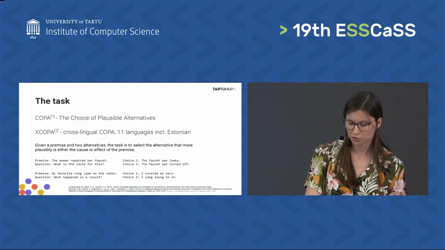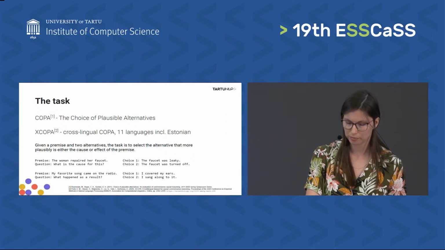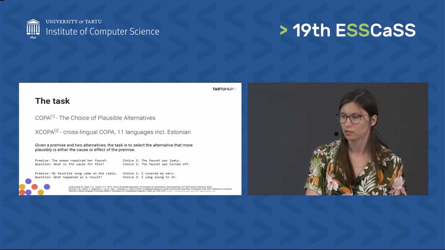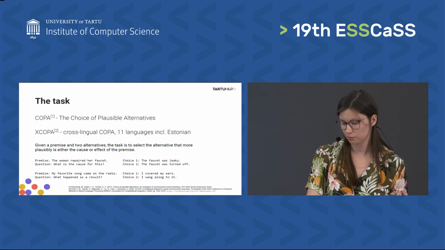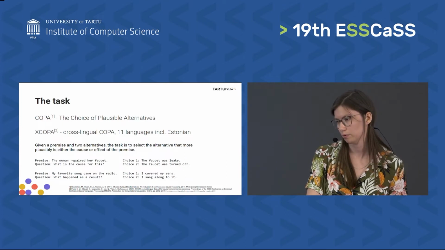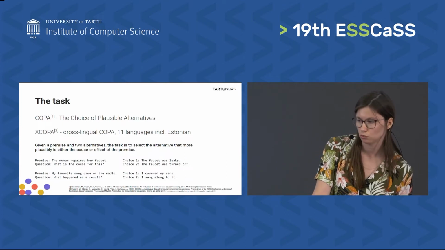The task is usually formulated as a binary classification task, where the premise and one of the choices is concatenated, and the model has to predict whether that cause or effect is plausible or not, that is true or false.